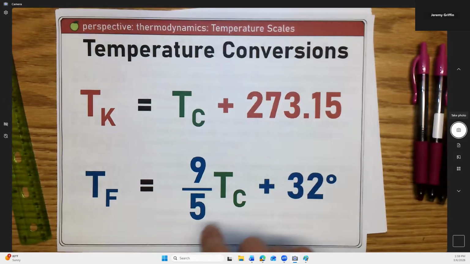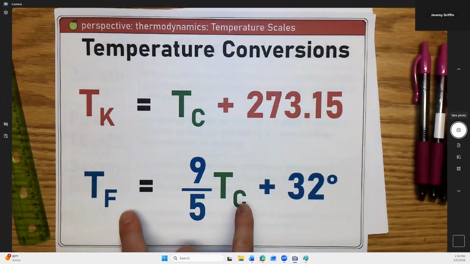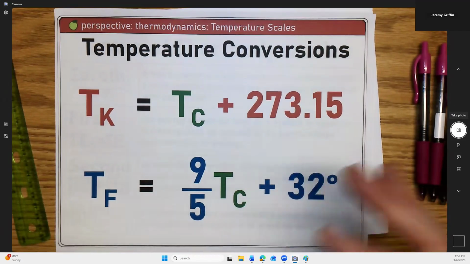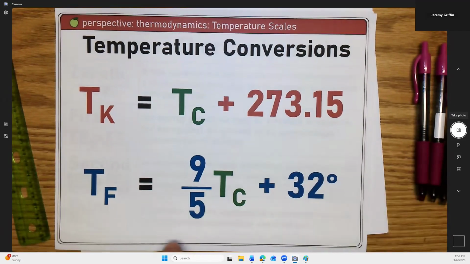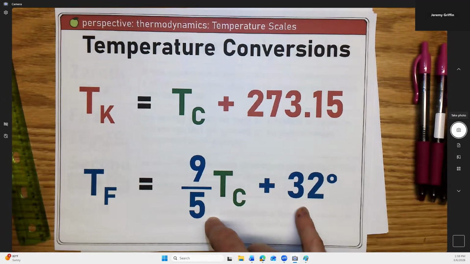Right? Now, to go from Celsius to Fahrenheit or vice versa, you also need a factor. 9/5 is approximately 2, so you can kind of round it. Sometimes you could say times 2 plus 30, and you get it fairly close.